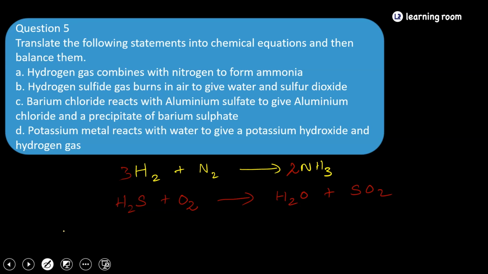What number can we put? Balance it and tell me. What number will be better to balance the reactant and product? How many moles of hydrogen sulfide gas?